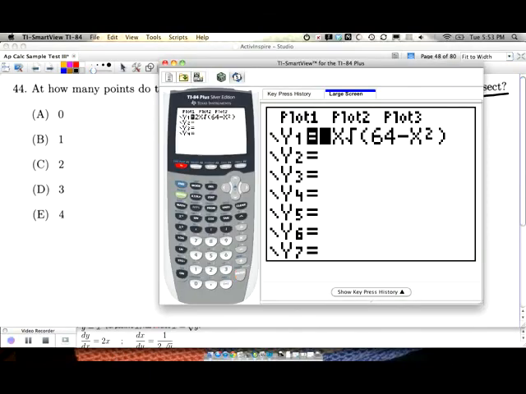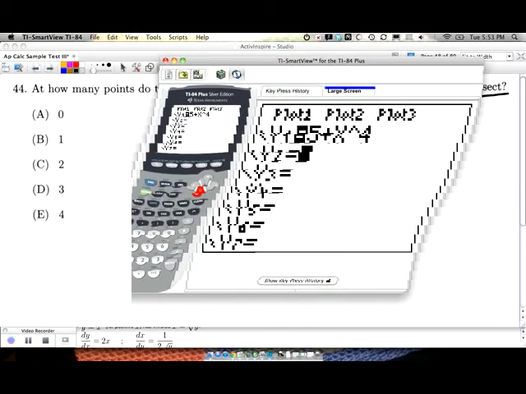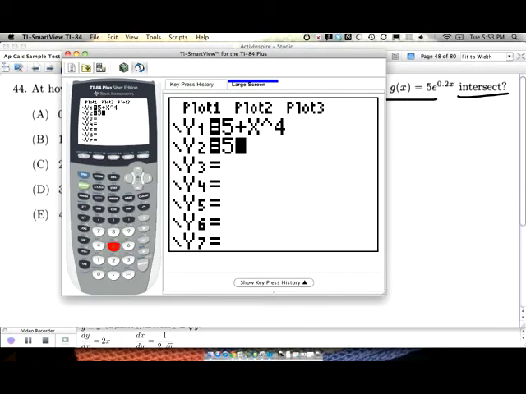We have the graph 5 plus x to the 4th. And we're going to delete these pieces here. The other one was point something something something, 5e. So we're going to do the second. We're going to use e to the 0.2x.